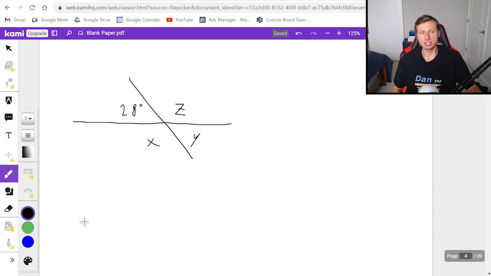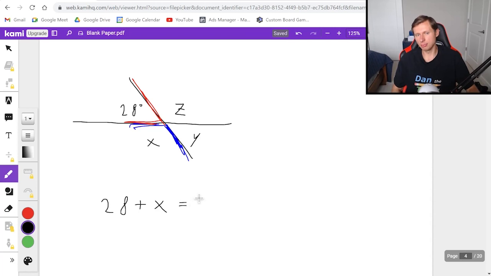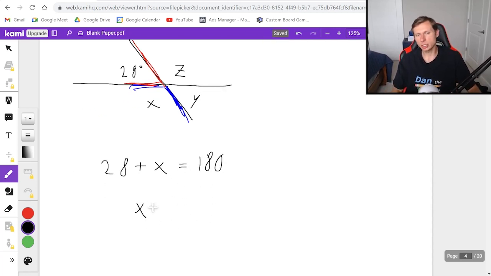Why? Because supplementary means they add up to a straight line. In other words, if I take this in blue and I add it to this angle in red, you're going to get essentially a straight line. So 28 plus X, the missing angle, must equal 180 degrees. Again, same idea: subtract 28 from both sides, and you'll get a final answer of 152 degrees.